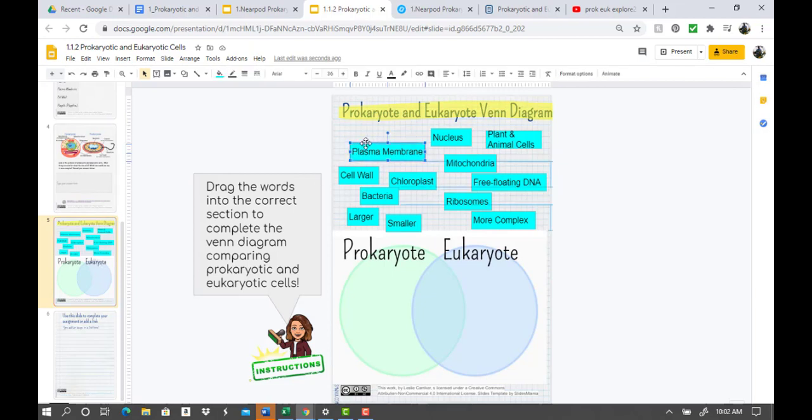So getting started, the plasma membrane. I always say if it's a cell, it has a membrane. It's got something around it. So plasma membrane should go in the middle there of our prokaryotic and eukaryotic cells.